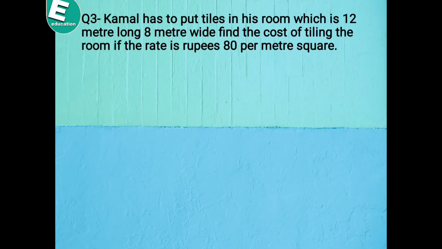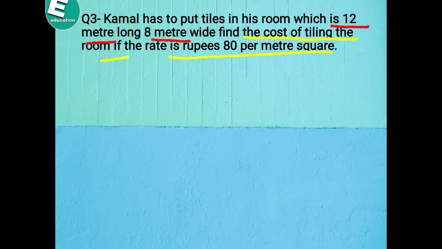Kamal has to put tiles in his room, which is 12 meter long and 8 meter wide. Find the cost of tiling the room if the rate is rupees 80 per meter square. Here length is given 12 meter and breadth is given 8 meter, and we have to find the cost of tiling the room at the rate of rupees 80 per meter square.